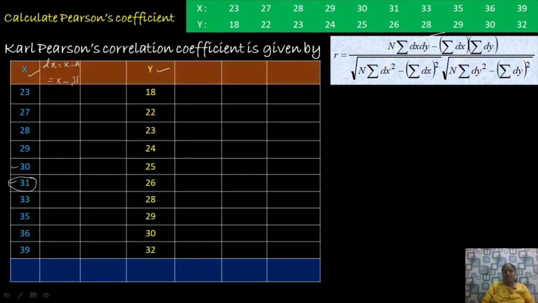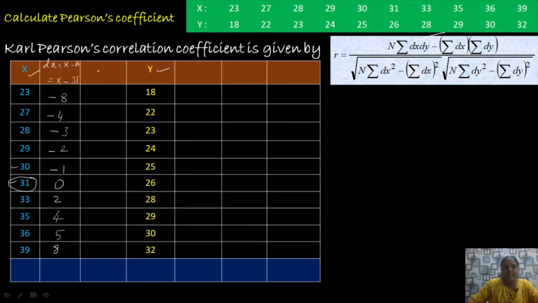Now you have to subtract 31 from all values of x. 23 minus 31 is minus 8. 27 minus 31 is minus 4. 28 minus 31 is minus 3. 29 minus 31 is minus 2. 30 minus 31 is minus 1. 31 minus 31 is 0. 33 minus 31 is 2. 35 minus 31 is 4. 36 minus 31 is 5. 39 minus 31 is 8.